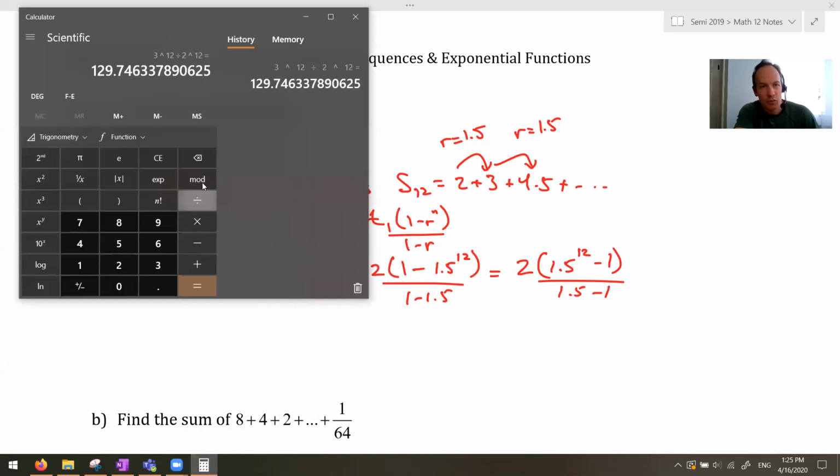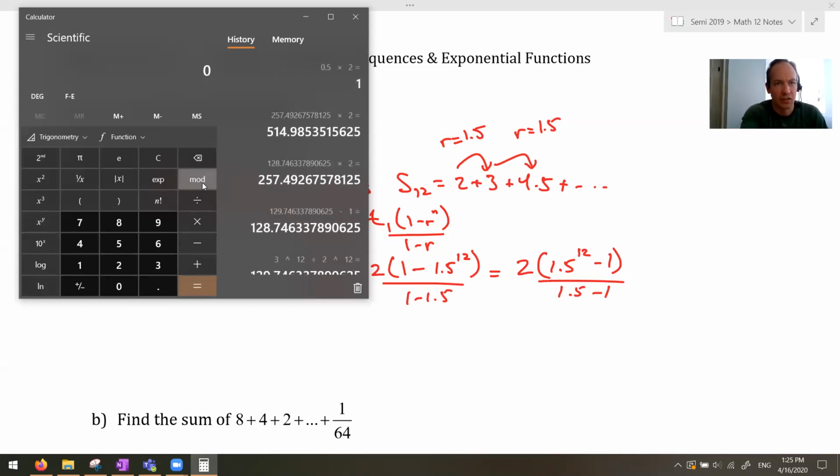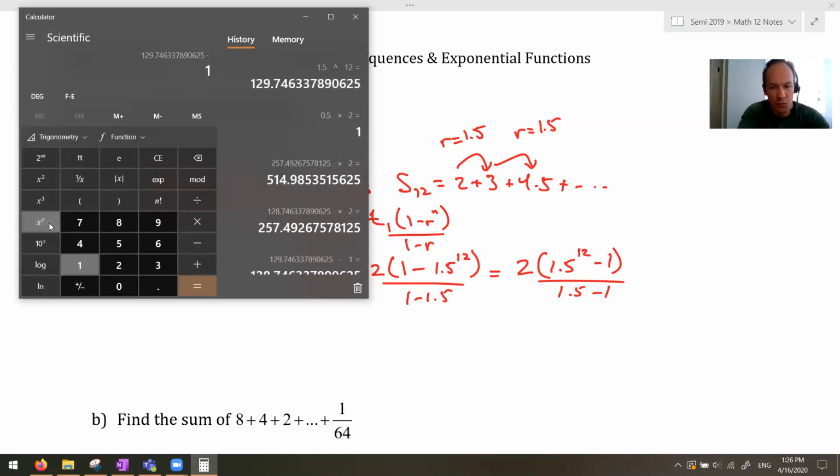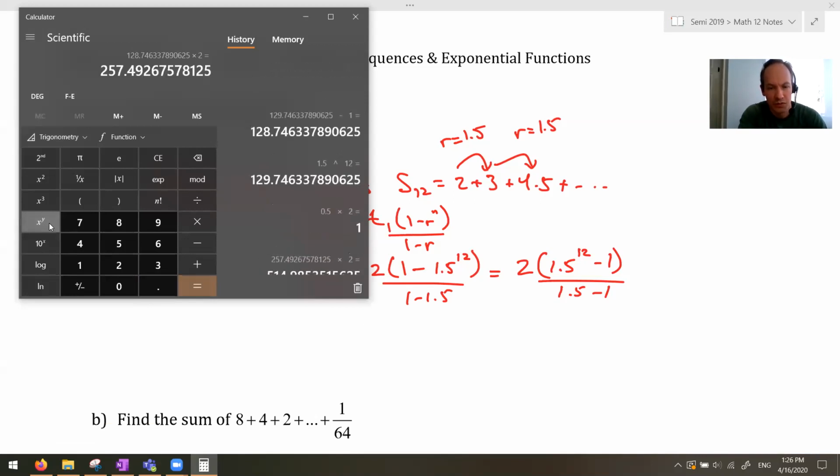So what we can do is, I've worked out 1.5 to the power of 12, and I'm going to subtract 1 from it, which is obviously just that. I'm going to multiply that by 2, push equals, and then divide it by 0.5. I accidentally hit the wrong button, so I'm just going to quickly retype that in. I'm just going to use 1.5 to the power of 12. Okay, minus 1 equals, times 2 equals, and then divide by 0.5.